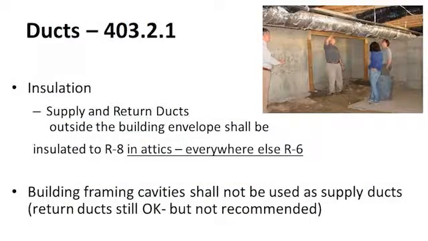And so you have to have R8 as part of the prescriptive requirements for attics, and then everywhere else needs to be R6. And building framing cavities cannot be used for supply ducts, as we talked about earlier. In addition, they can be used for return air ducts, but certainly not recommended.